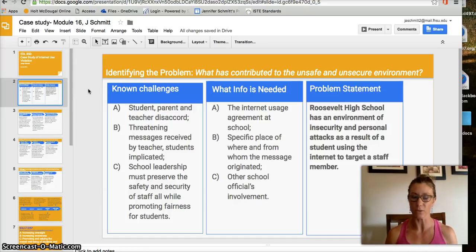Is there a school resource officer? Is there a legal team? Are there technology specialists who can track the origins of that message?